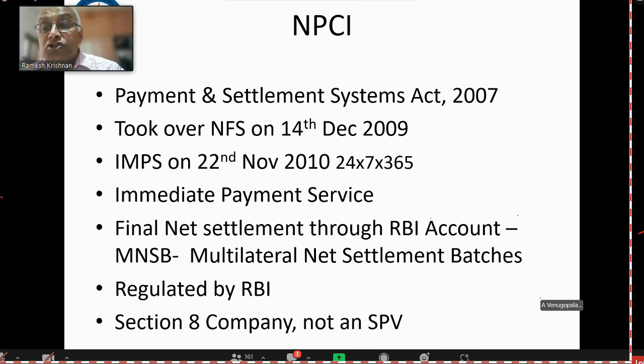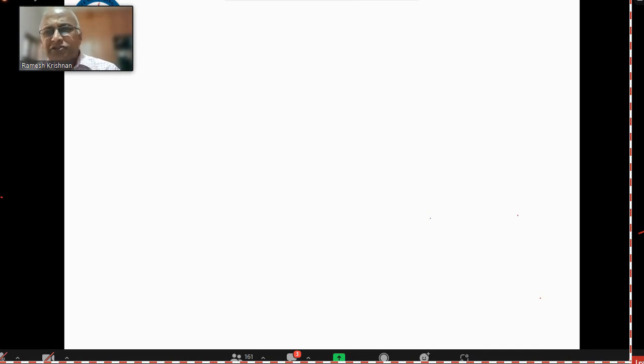Section 8 company means not for profit, like your FEDAI, like your FIMMDA. These were earlier, before the 2013 Companies Act, Section 25 companies. Now it's a Section 8 company. In case a casual question comes in an objective paper, you should know what a Section 8 company is.